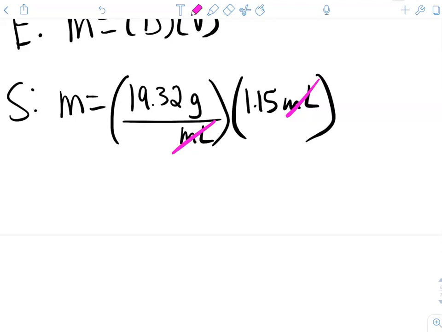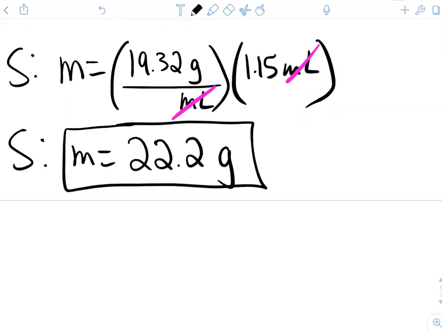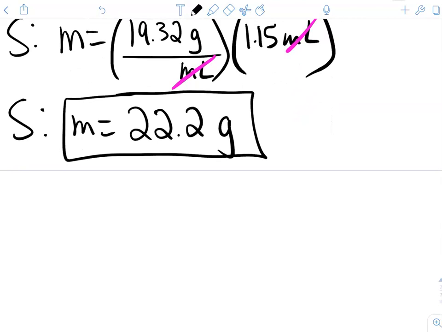So then whenever you multiply, you're going to get that your mass is 22.2, and then your unit is going to be grams. Okay, and the reason why it is grams is because the milliliters has canceled out.